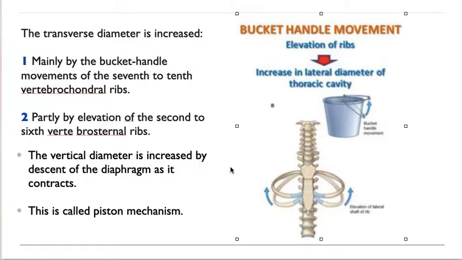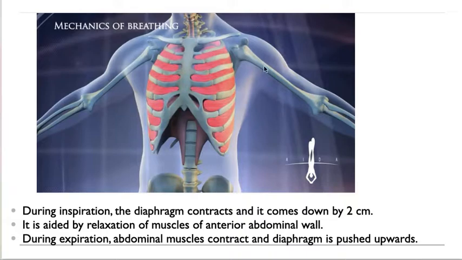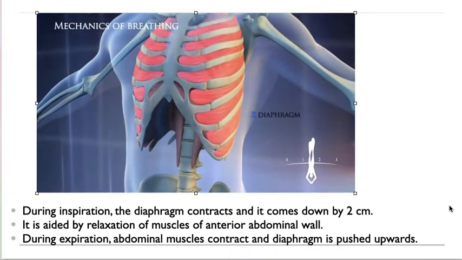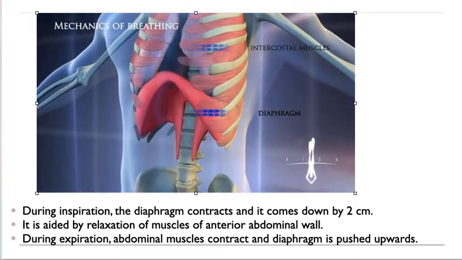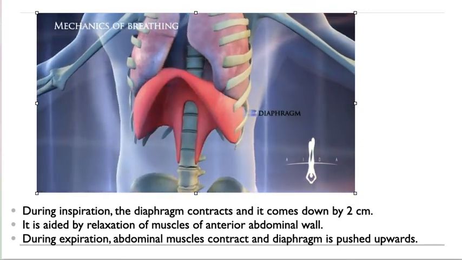The vertical diameter is increased by the descent of the diaphragm as it contracts, and this is called the piston mechanism. So what is the piston mechanism? Here you can see the diaphragm going up and down. This is the piston mechanism.